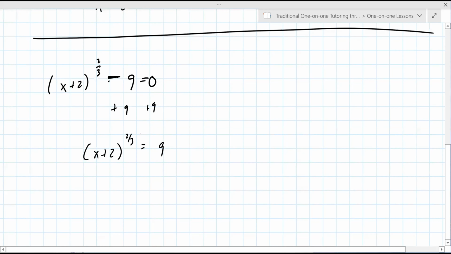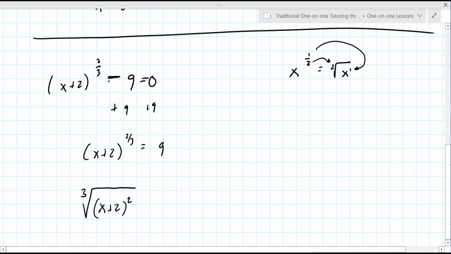So this on the left is actually the cube root of x plus 2 squared. And if you're ever like, well, hey, how do I remember that? x to the 1/2 is the square root of x. Well, there's really a 1 there, and there's really a 2 there, and that's the mapping. That's how you figure out where things go. All right. So cube root of x plus 2 squared equals 9.